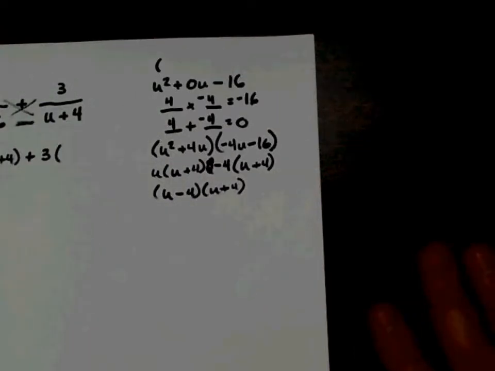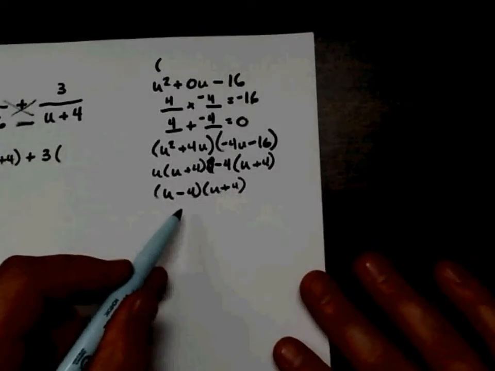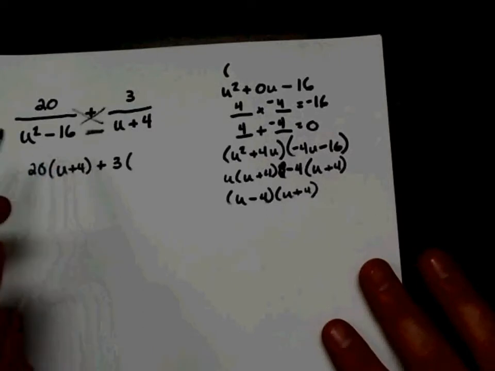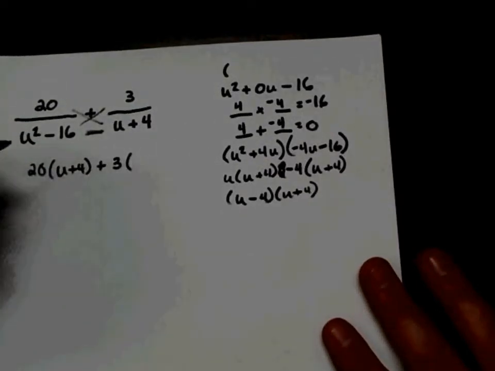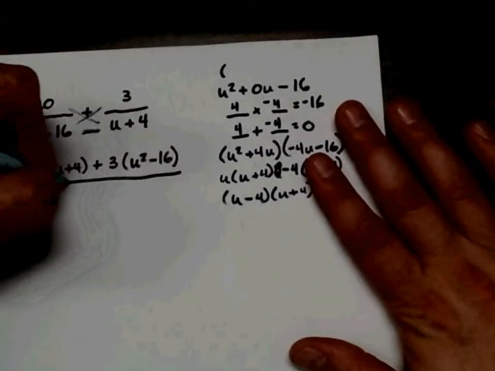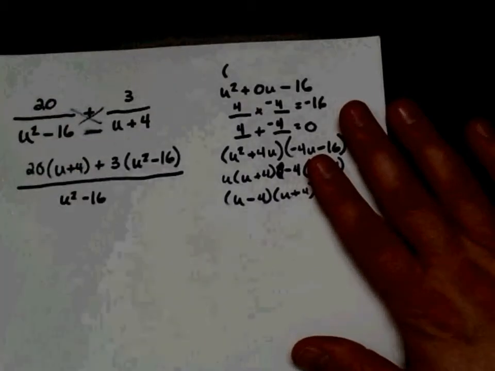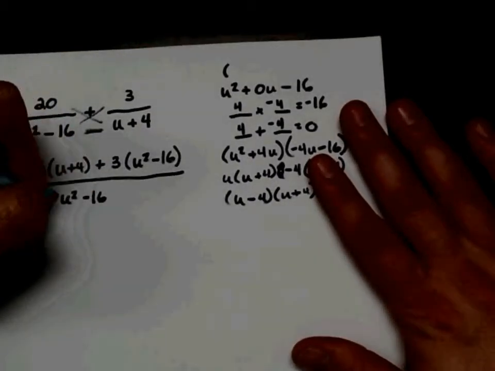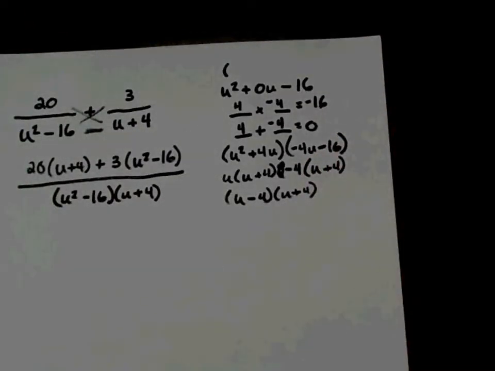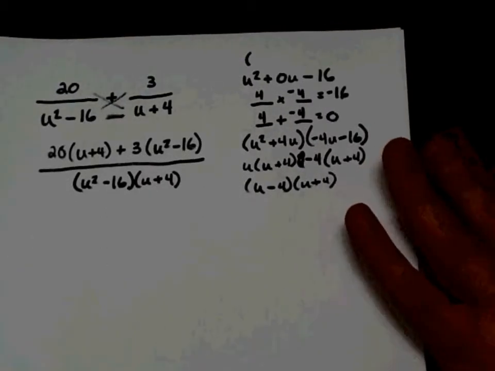And so instead of keeping it all together, I might revert back to this factored form, which is going to represent u squared minus 16. All right, and so multiplying now, this is going to become u squared minus 16 here on top. Everything on bottom is going to become u squared minus 16 and u plus 4. Okay, so now we're going to multiply and simplify down.